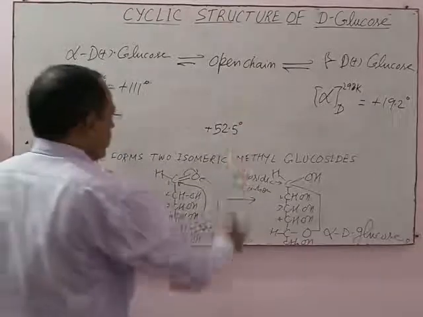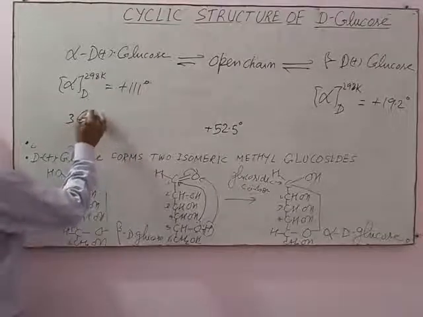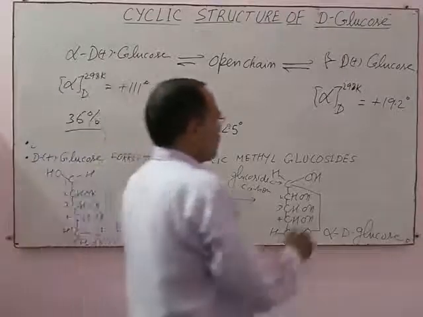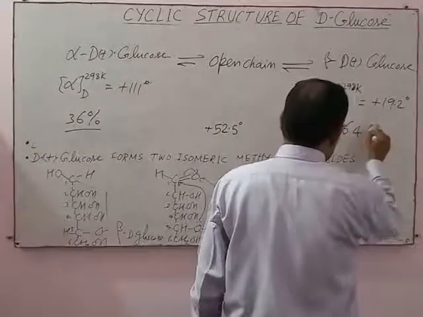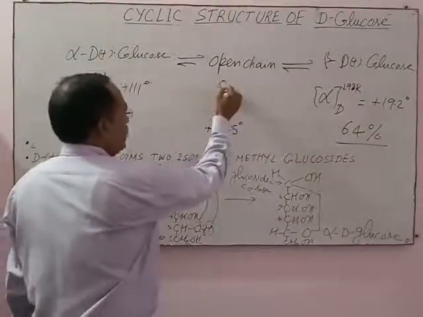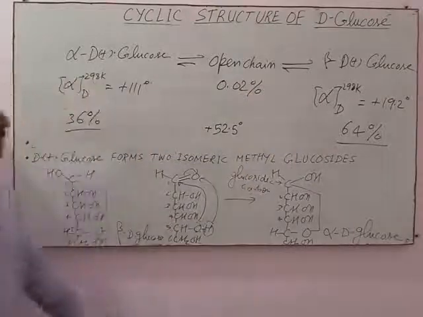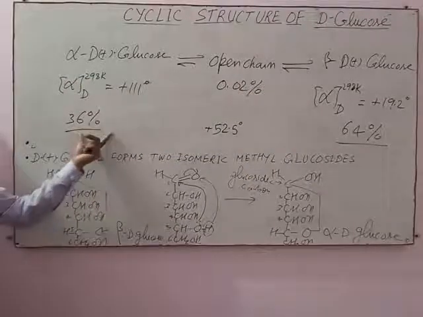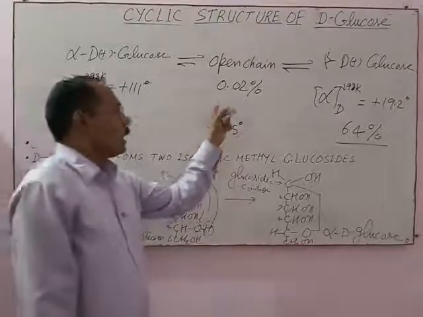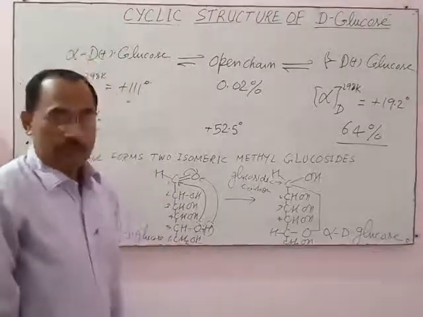In the equilibrium mixture, alpha D glucose exists 36%, while beta D glucose exists 64%, and open chain structure only 0.02%. This is the existence of alpha D glucose, beta D glucose and open chain structure of glucose in the equilibrium mixture.